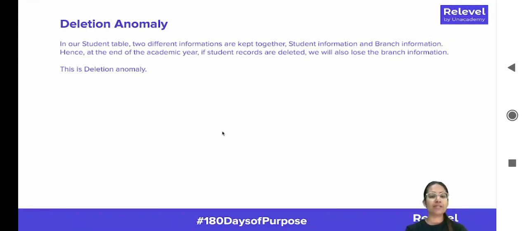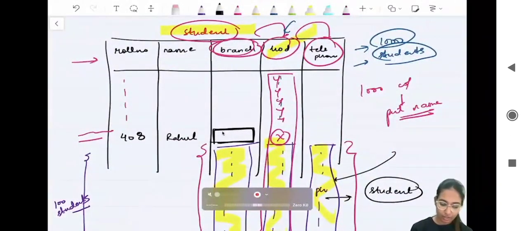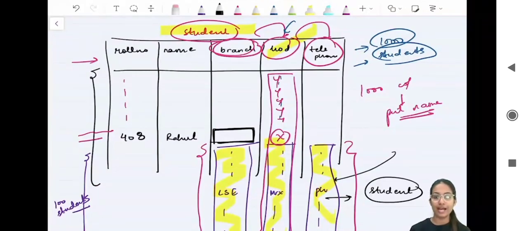Okay. Now, what happens in deletion anomaly is that in our students table, you can see that two different pieces of information are kept together: students information and branch information. Hence, at the end of the academic year, if the student records are deleted, we will also lose the branch information. This is deletion anomaly. Let's say at the end of the academic year, you delete the records of the students, because now they will be moving to the next class.